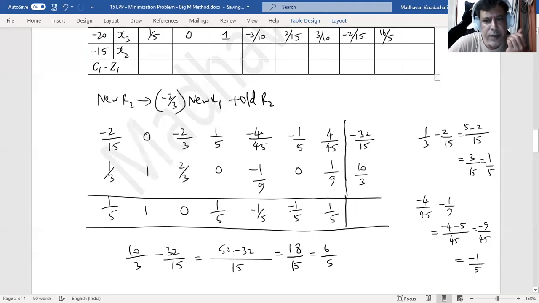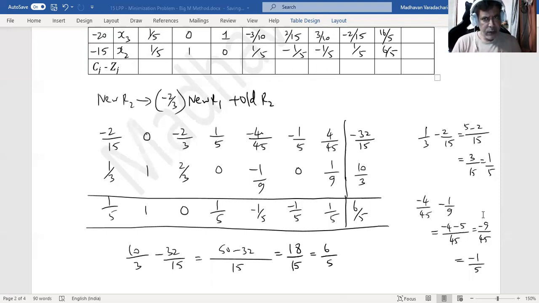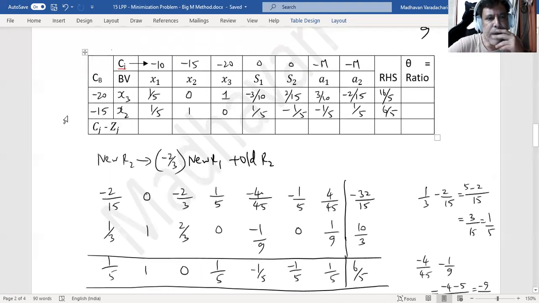3 5s are 15. So 6 by 5. This is 6 by 5. Let me fill this in: 1 by 5, 1, 0, 1 by 5, minus 1 by 5, again minus 1 by 5, 1 by 5, and then 6 by 5. Let's verify. 1 by 5, 1, 0, 1 by 5, minus 1 by 5, minus 1 by 5, 1 by 5, and 6 by 5. Yes.